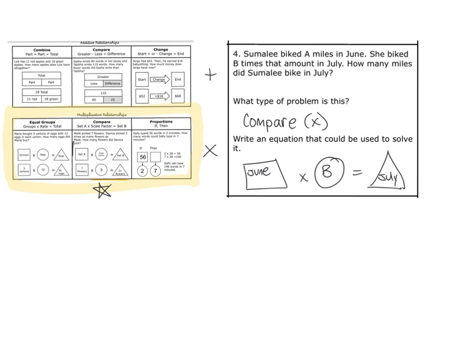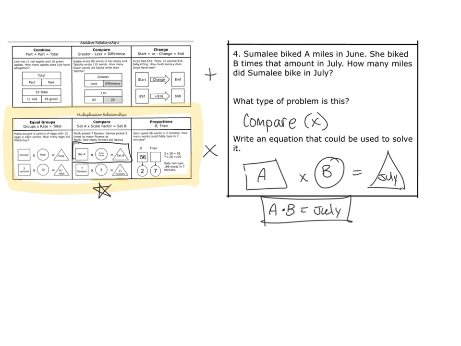Now, in this particular case, we know that in June, she biked A miles. So let me put my A right here. So there's my equation. It's just that easy. A times B equals July. Beautiful. So this was a comparison problem. We wrote an equation. The equation is A times B equals July.